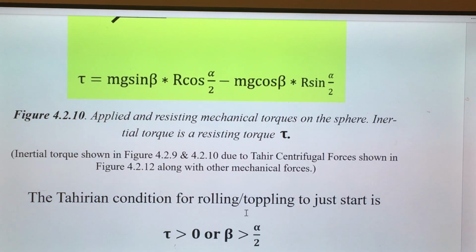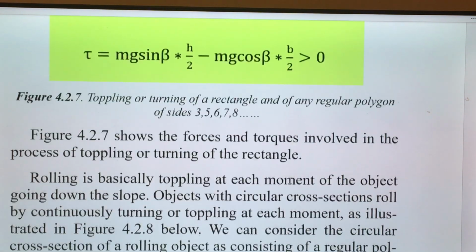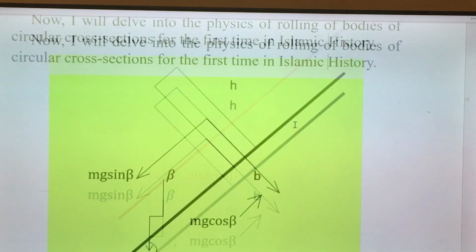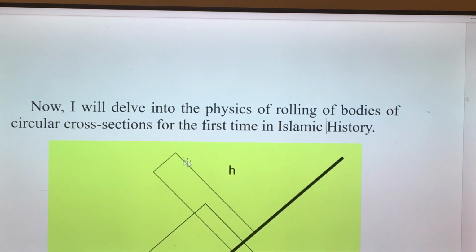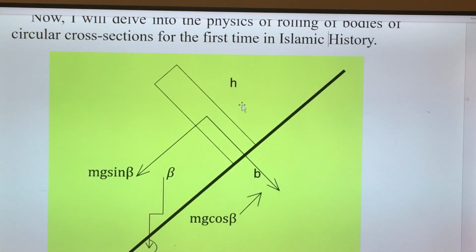Like in my previous video, we had the condition of sliding: beta is equal to tan inverse mu. If beta is greater than tan inverse mu, then sliding will happen. So you can check my previous videos. Okay, you can solve this one too, but eventually I'm going to do a spherical ball, so I don't want to focus here. This is just preliminary, just a starter. The rectangle is just a starter.